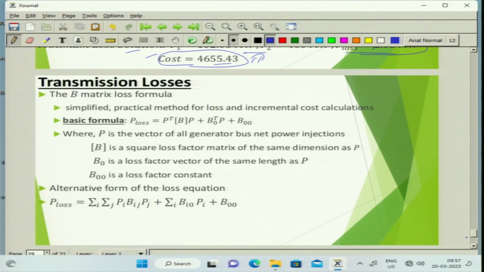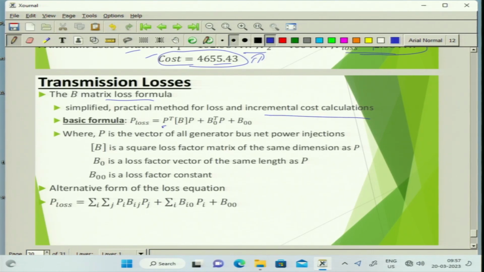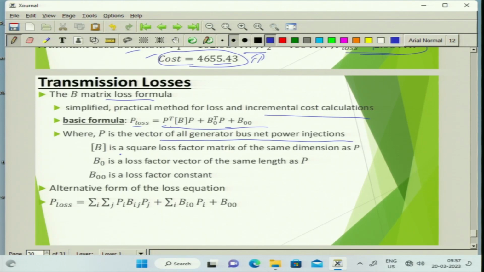Then there is something called the B matrix loss formula. Practically, it is a simplified approach for loss and incremental cost calculations. Loss is expressed as P transpose B P plus B0 transpose P plus B00. What are they? P is the vector of all generator bus net power injections. B is a square loss factor matrix of the same dimension as P. B0 is a loss factor vector of the same length as P, and B00 is a loss factor constant. An alternate form of the loss equation is this one. I am not detailing much, so one can look into this reference if you have much interest.